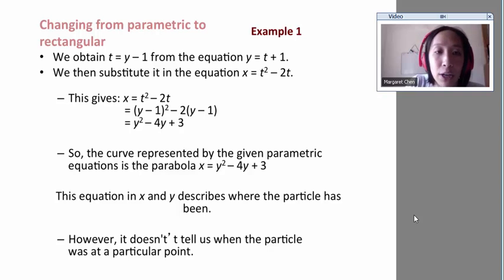So I have it written down here. I plugged it in. Y minus 1 goes right into this t, and same thing with this t right over here. And when you FOIL this out and simplify, you're going to get y squared minus 4y plus 3.